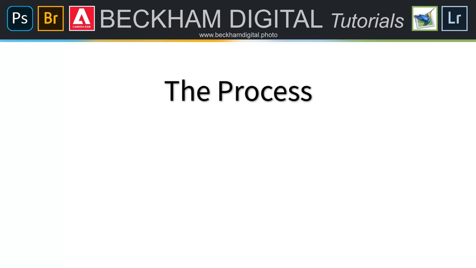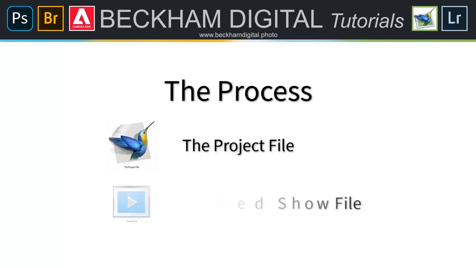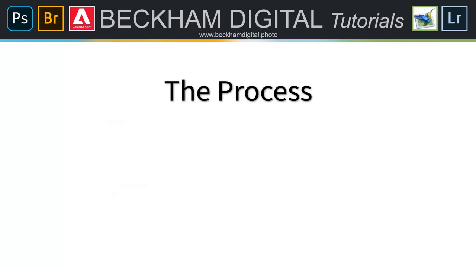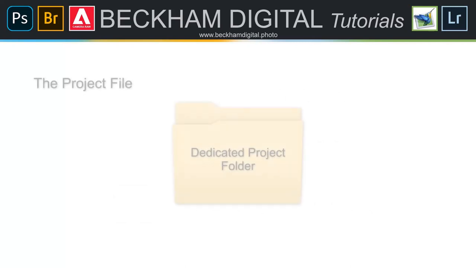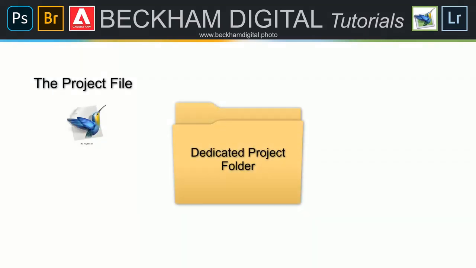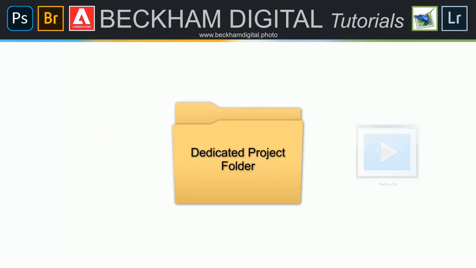The audiovisual process requires us to create two different files, and there can be confusion between them. We have a project file and the published show file. The project file saves your work in progress, and it's the most vital one of the two. It should be saved in your dedicated project folder. From this file, you can always publish your show again, but you can't do this from the published show file.